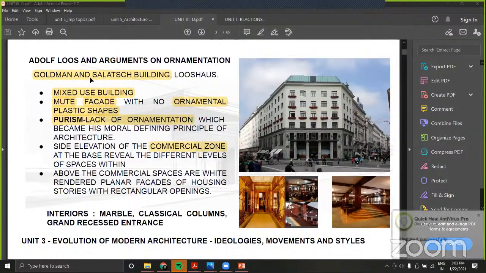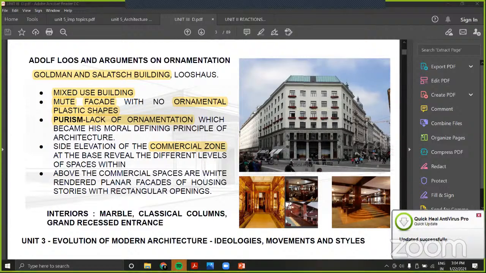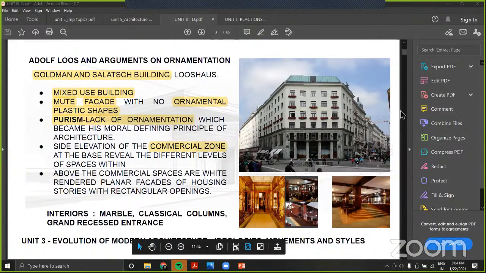This is the Goldman and Salatsch building in Vienna. It is a mixed use building. Mixed use in the sense that we have commercial, industrial and educational functions together. In previous sessions, we saw a lot of decorative details on the facade. After Adolf Loos, he neglected all the details used in the facades, and he wanted a plain, simple and elegant design.